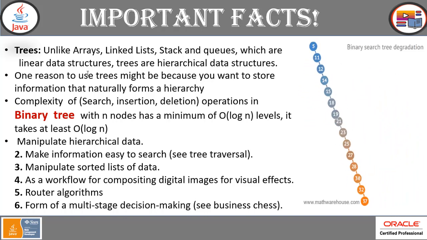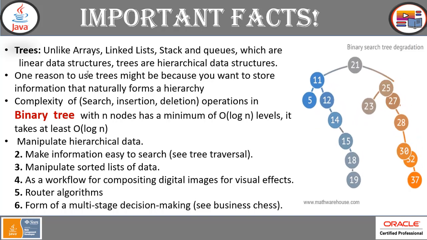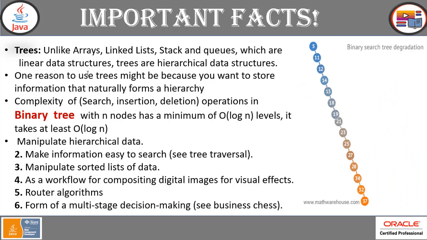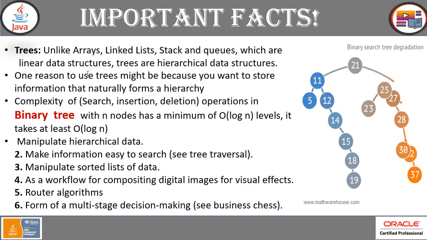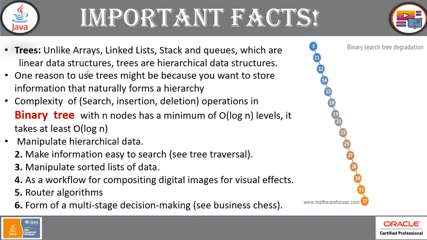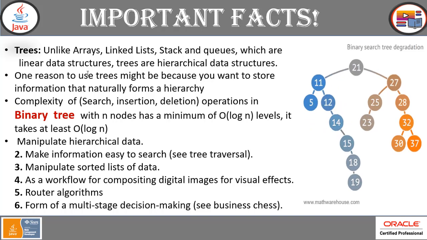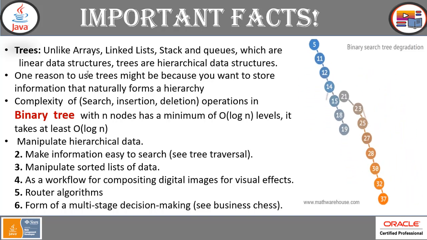So as many nodes as you have, that many levels you have, and you can have the complexity of O of n. Manipulate hierarchical data. You can make information easy to search because we have to perform the traverse. That makes it a little easy. Manipulate sorted lists of data. You can easily manipulate it as a workflow for compositing digital images for visual effects. Router algorithms, that makes it the most useful and important feature of binary tree structures.